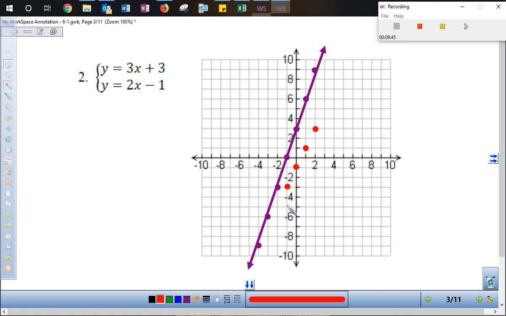So again, I go down 2 to the left 1, still not good. Down 2 to the left 1, still haven't hit it. It's close. Let's try again. Down 2 to the left 1, and right there we land right on the line. So now that we've hit it and we have 4 points, we can connect it with a straight edge all the way through and end it with arrows.